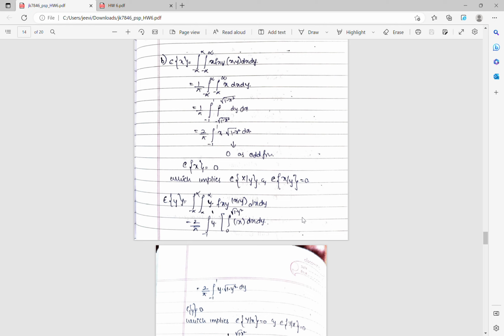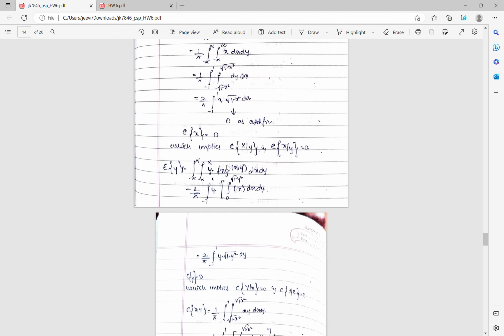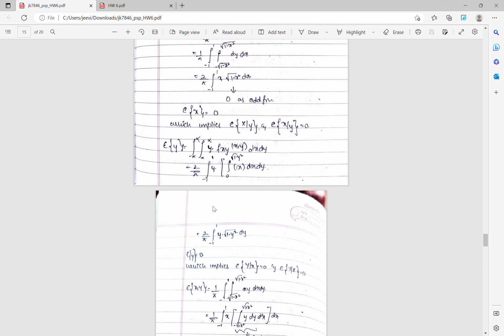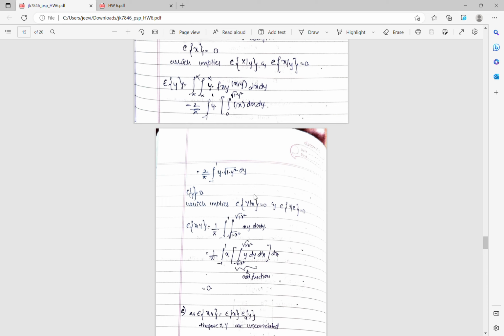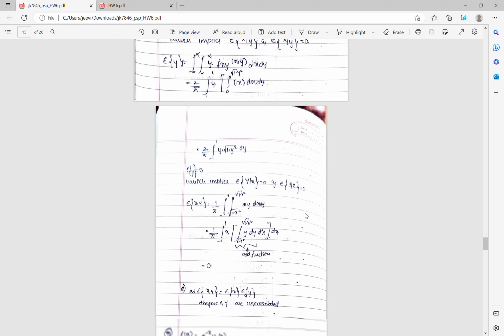Now let's calculate the expected value of y, which is equal to the integral from minus infinity to infinity of y into f of x, y dx dy. Now once again, since we know that f of x comma y is equal to b, which is equal to 1 by pi. Now if you solve this function, you will be getting an odd function. Therefore, E of y is equal to 0, which implies E of y given x is also equal to 0.